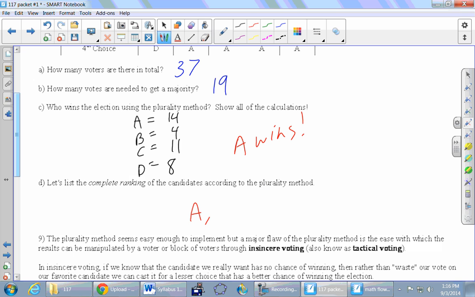C, because it has the second most votes, yes? C is second place. Who's third place? D. And then finally, the least popular up here is B. Any questions on finding the complete ranking? Everybody gets listed based on the order in which they appeared.